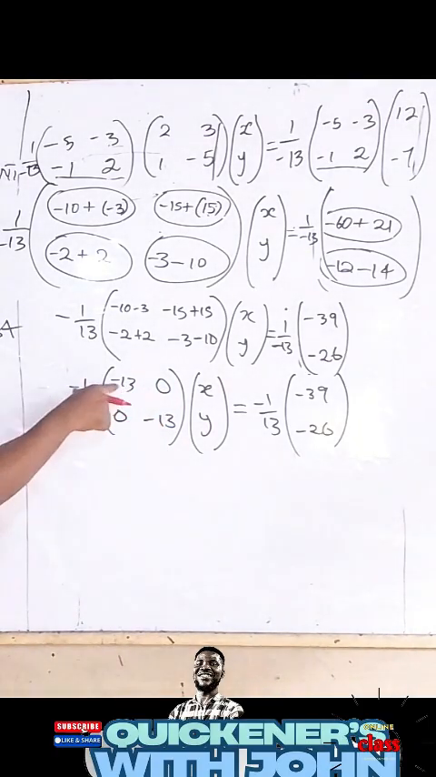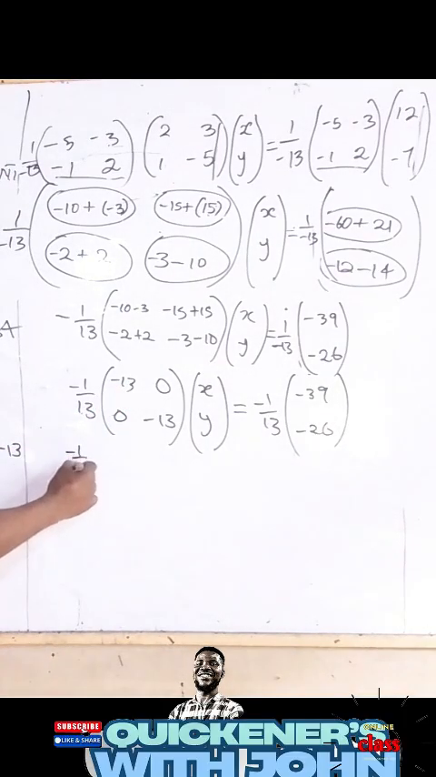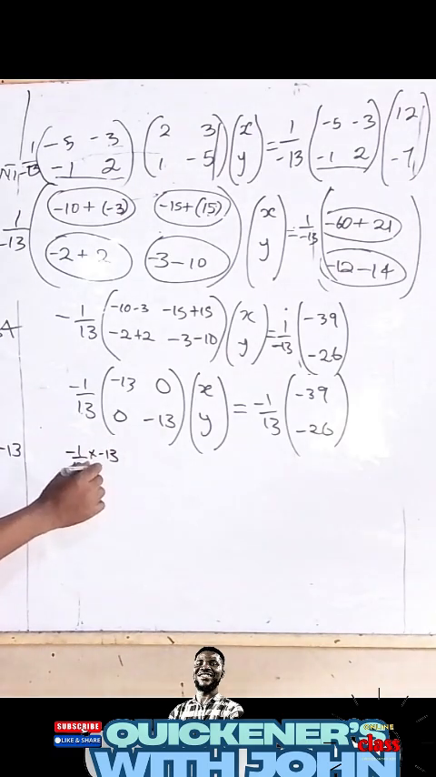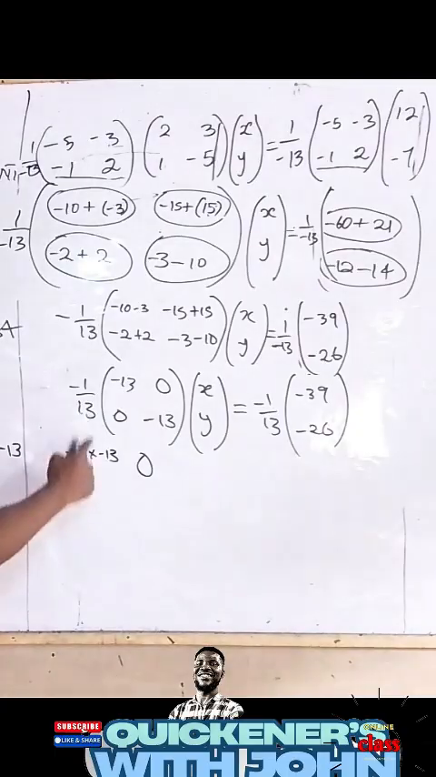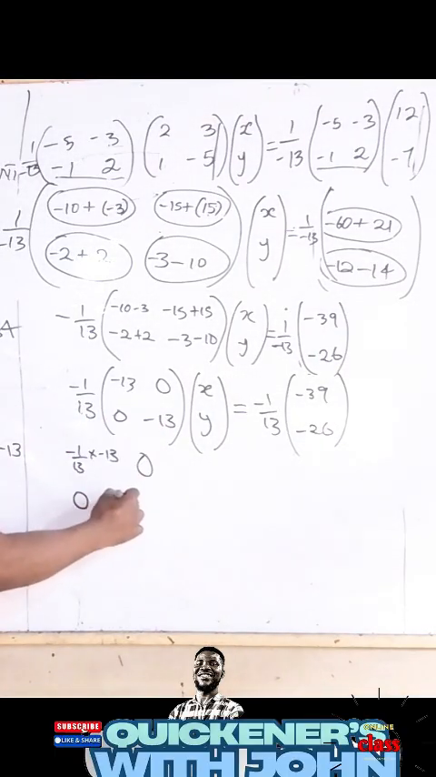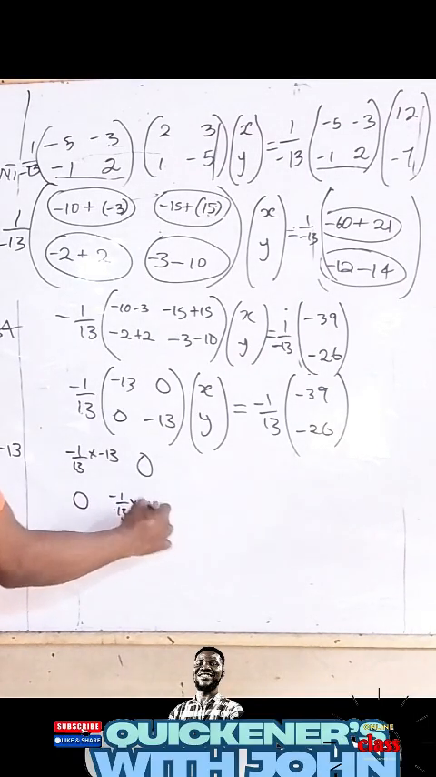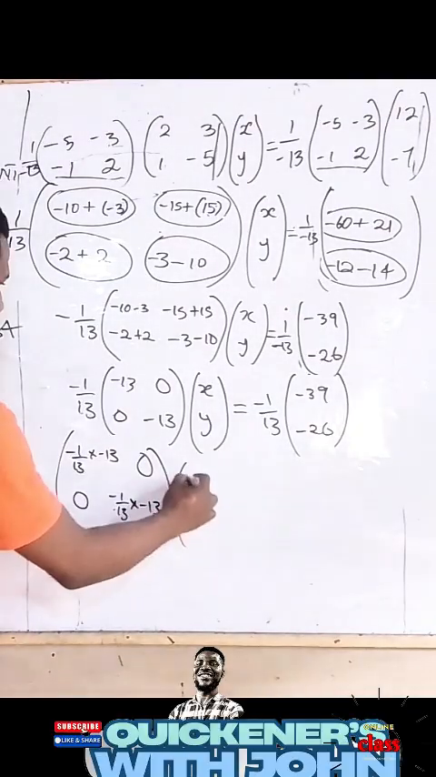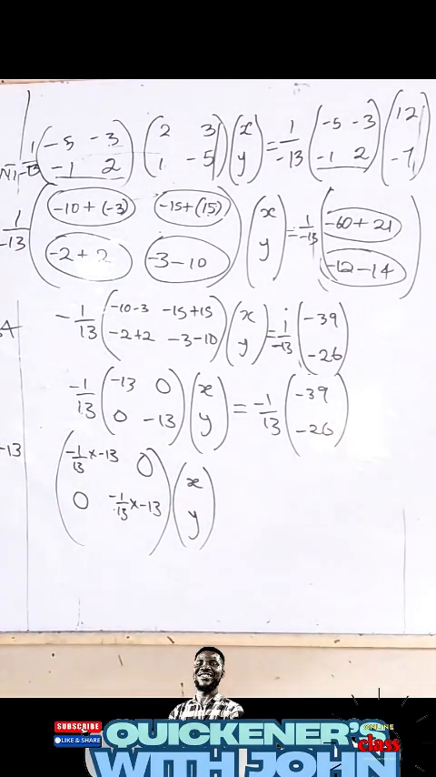So, minus 1 over 13 times 13, what do you have? We have minus 1 over 13 times minus 13. I'm trying to make it very simple. So minus 1 over 13 times 0, that's 0. Minus 1 over 13 times 0, that's 0. Minus 1 over 13 times 3, that's minus 1 over 13 times what? Minus 13. Okay? So you still have your S, then you have your Y. I'm making it very simple so that all of you will understand.